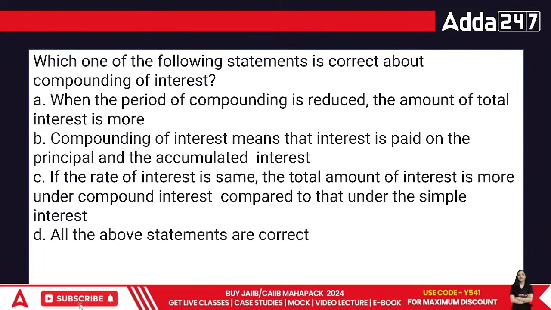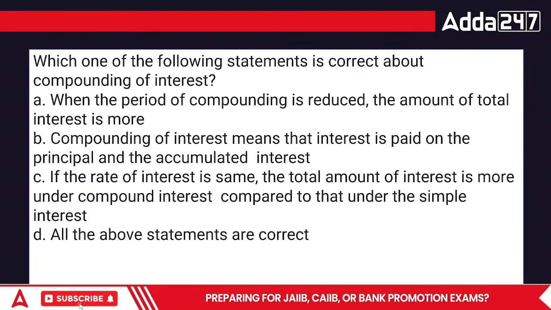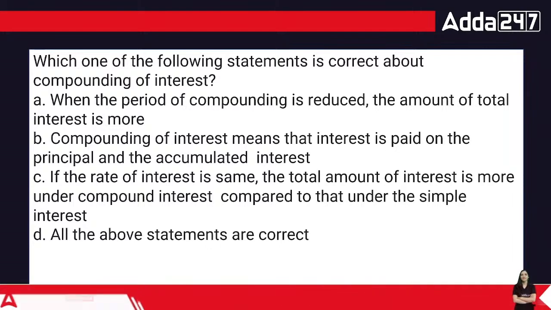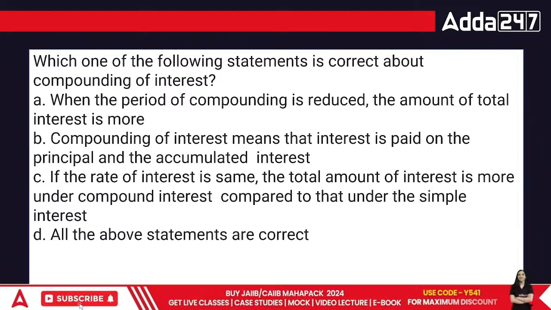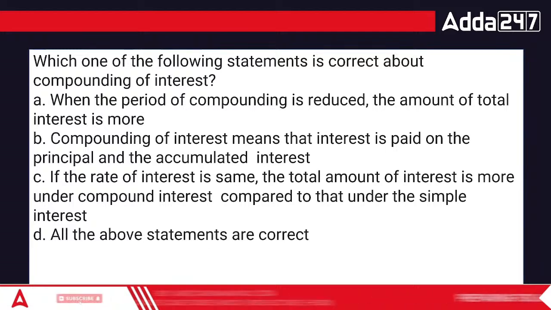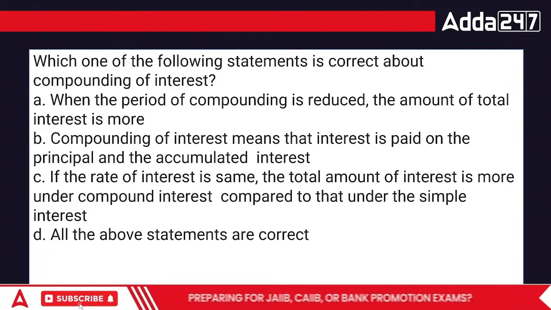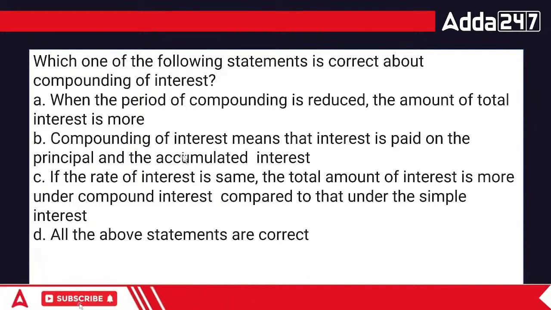Which one of the following statements is correct about compound interest, everyone? When the period of compounding is reduced, the amount of total interest is more. Compounding of interest means that interest is paid on principal and accumulated interest. If the rate of interest is the same, the total amount of interest is more under compound interest compared to simple interest, or all of the above statements are correct. Which one of the following statements is correct regarding compound interest?